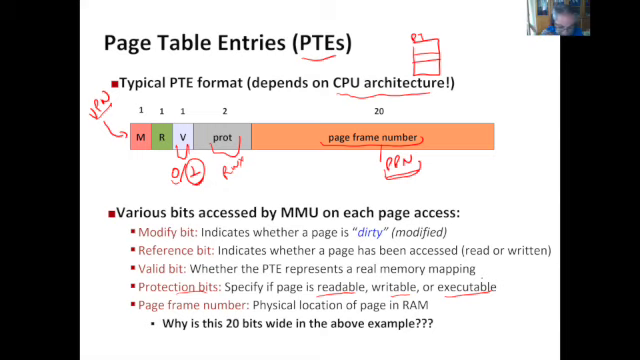And then we have two other things. Again, this is just a sample. One of them is the reference bit. The reference bit indicates whether a page has been accessed, read, or written. We will be using this when the memory becomes full and we will be hunting for a page to kick out. That's when we will be looking at these reference bits. And the M bit is the modified bit, which indicates whether a page is dirty or modified.